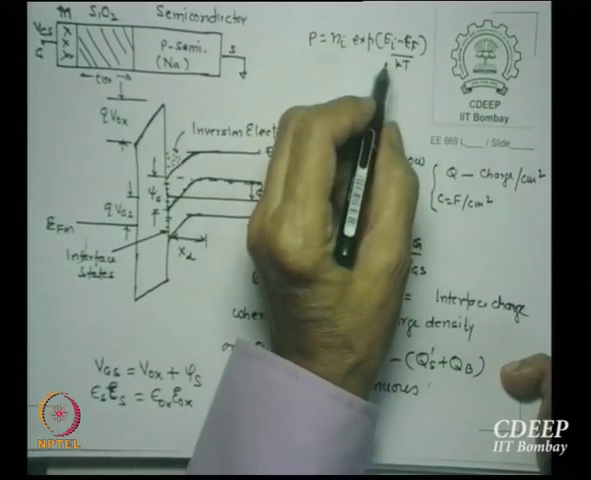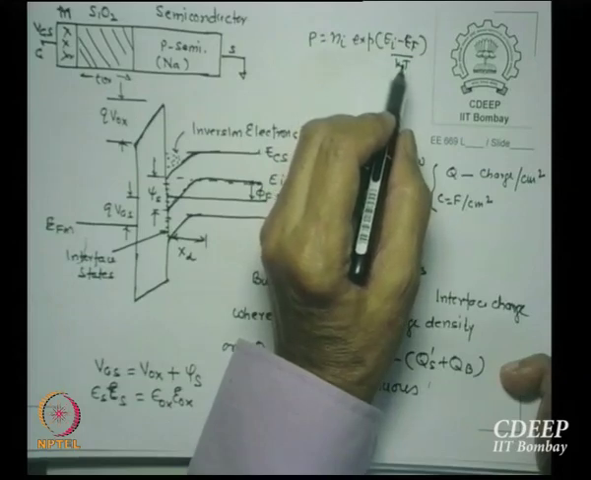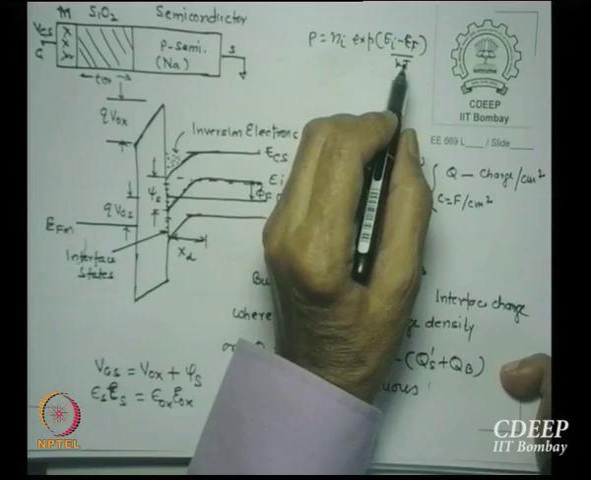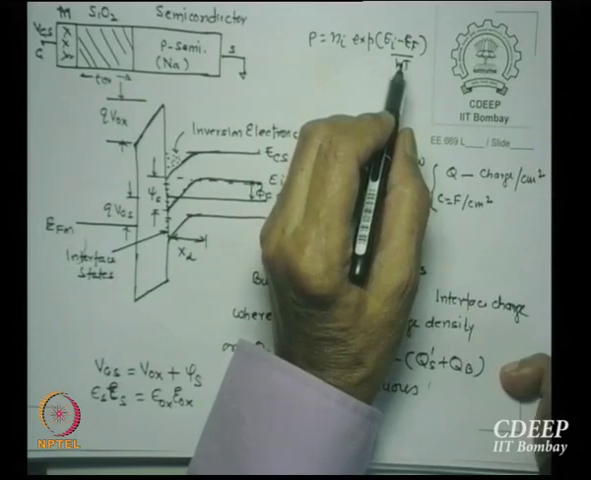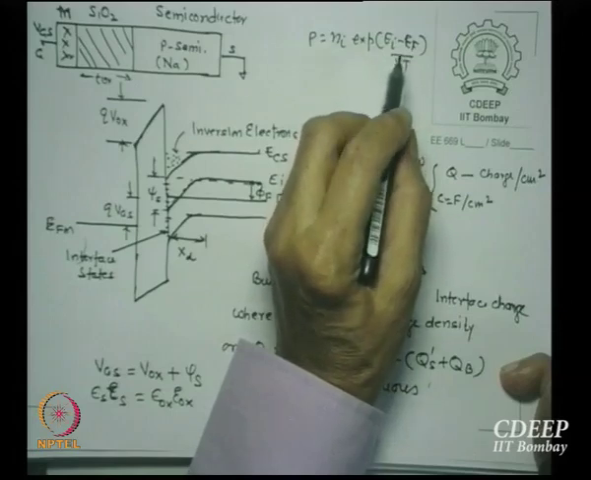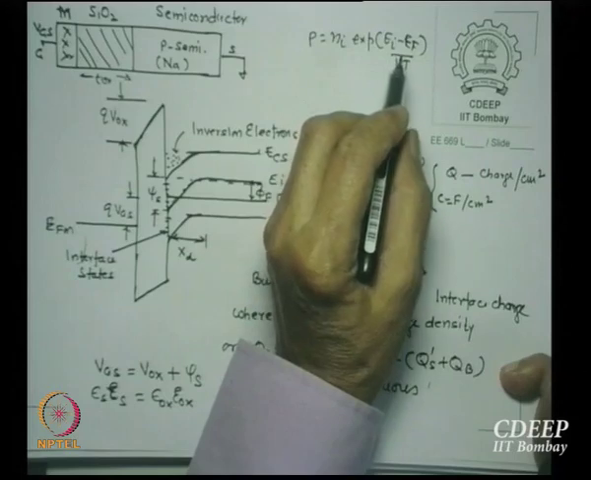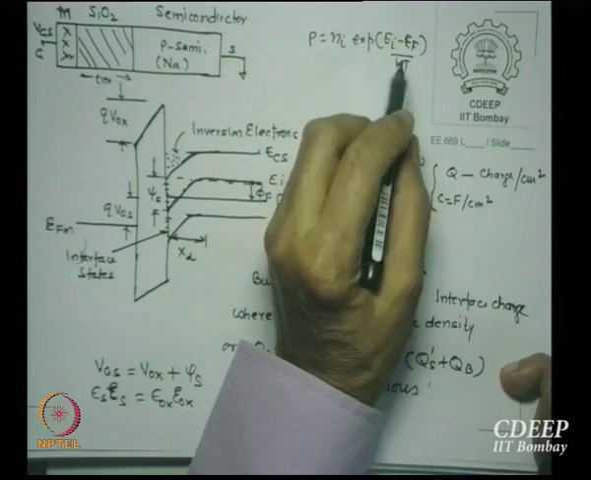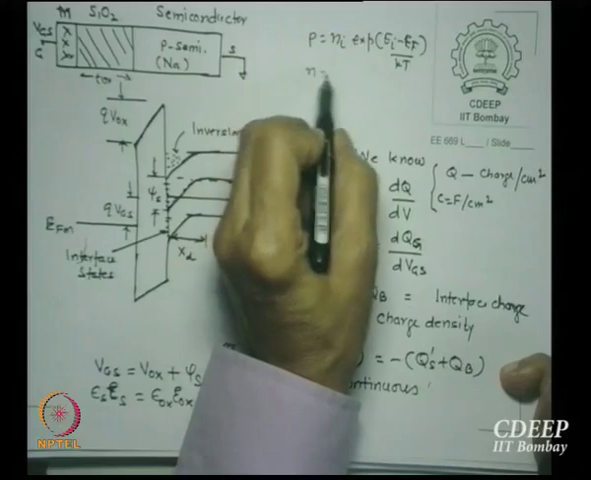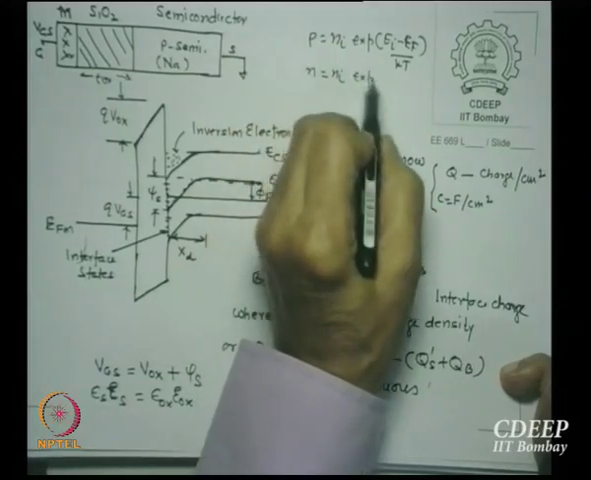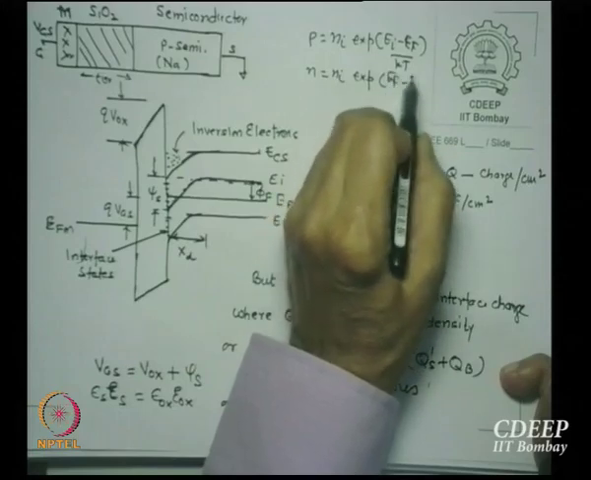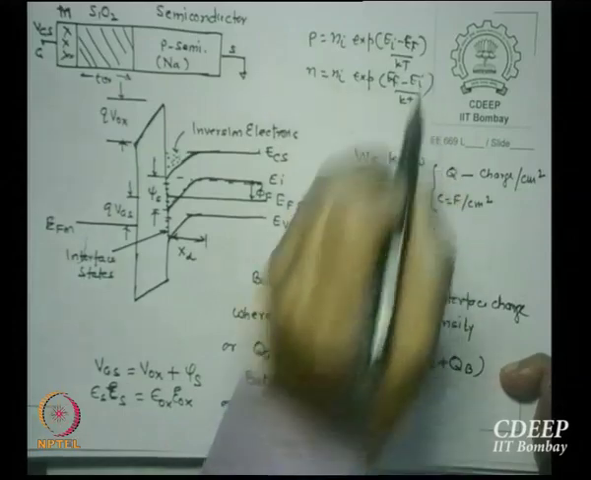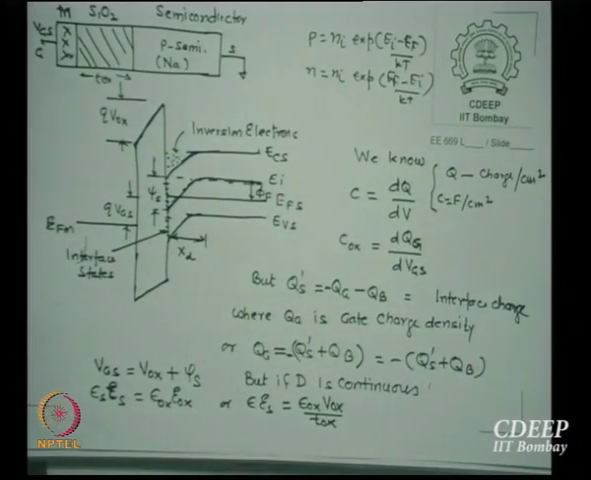Someone asked yesterday about E by KT. E is Q times the potential. So Q by KT is 25.8 millivolts at 300 degrees. So that energy voltage remains very small, it does not come in thousands. You multiply 10 to the power minus 19 and K is 10 to the power minus 23, so the value becomes adjustable. These are called Boltzmann's relations. The holes are related to EI minus EF and electrons are related to EF minus EI.